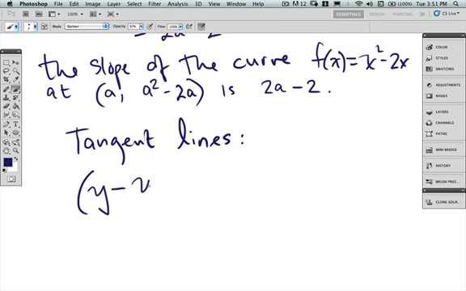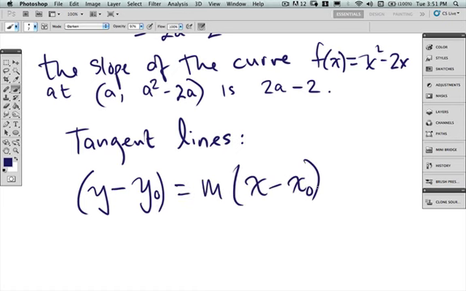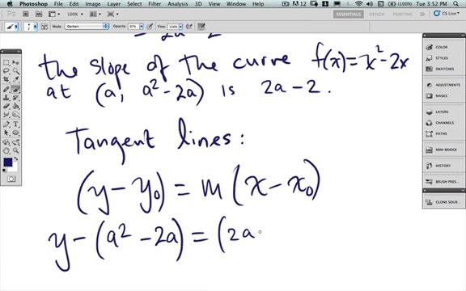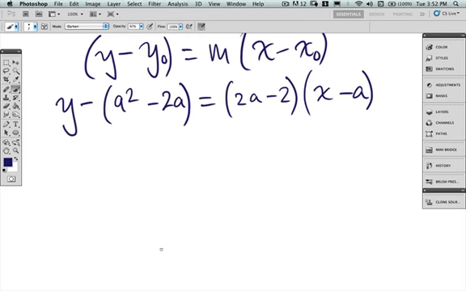I'll say y minus y naught equals m times x minus x naught. This is the point slope form. Now for us, the point on the curve is x equals a and y equals this other expression, so y minus a squared minus 2a equals the slope. The slope is 2a minus 2 times x minus a. And this is all tangent lines.